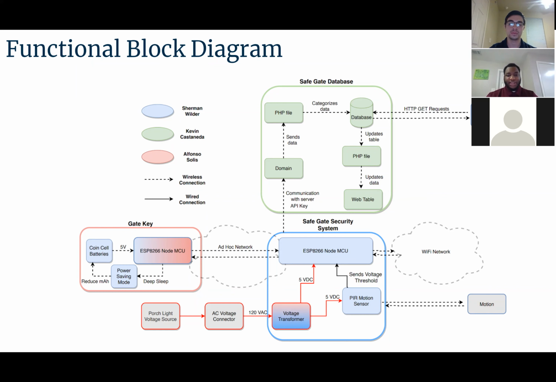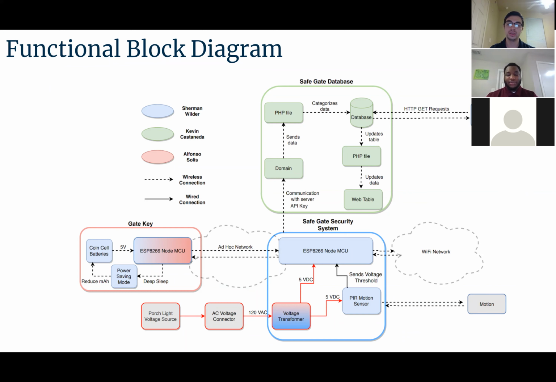So for our SafeGate security system, we're connected to a porch light. We use AC voltage and turn that voltage to a DC using the voltage transformer. So mainly our node MCU and our security system is connected to the gate key through an ad hoc network. Also the Wi-Fi network the user is provided, and the server that we want to connect to through an API key.